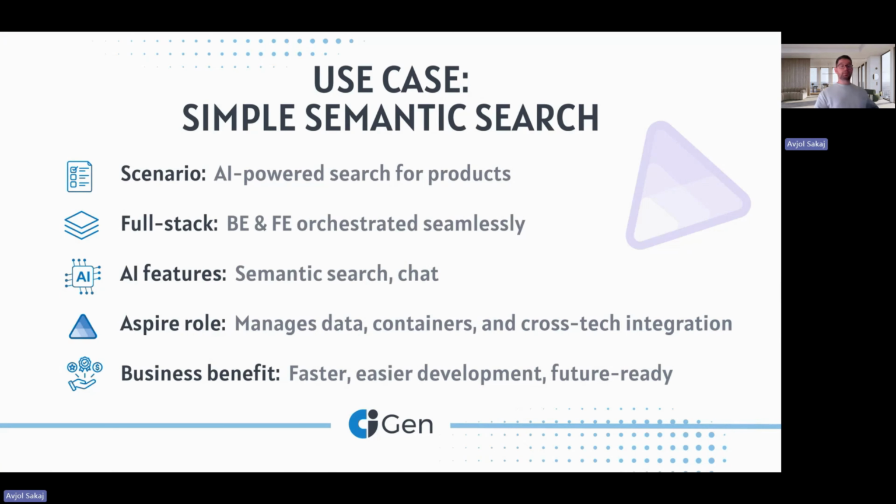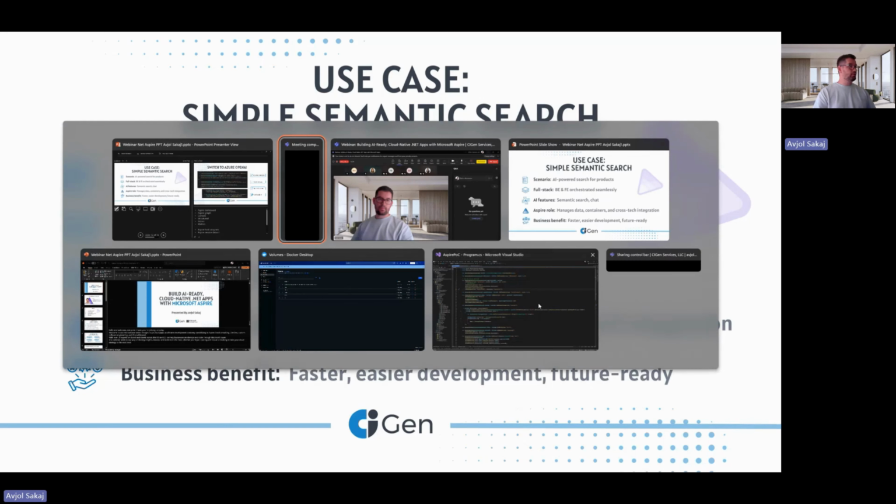So the simple use case that we are going to show today is an AI-powered product search, in which we will show you backend and front-end orchestration with Aspire. There is some semantic search there with the chat. And of course, there is management of data, volumes, and containers, across cross-tech integrations with Aspire. The benefit, of course, is faster, easier development, ready for any future extension that you need.